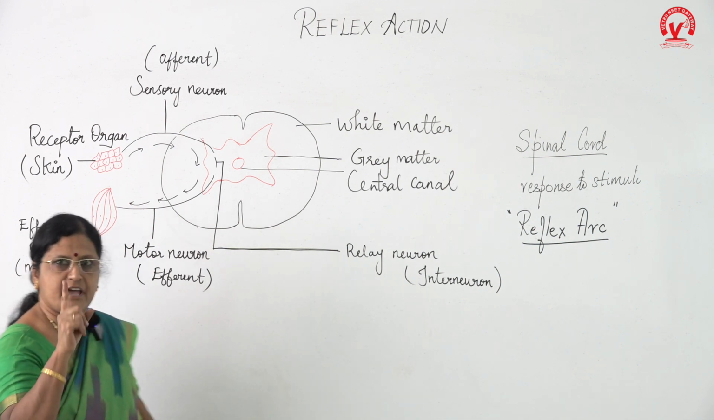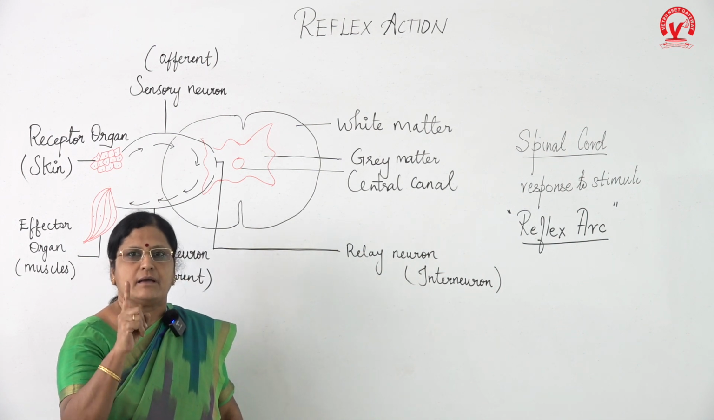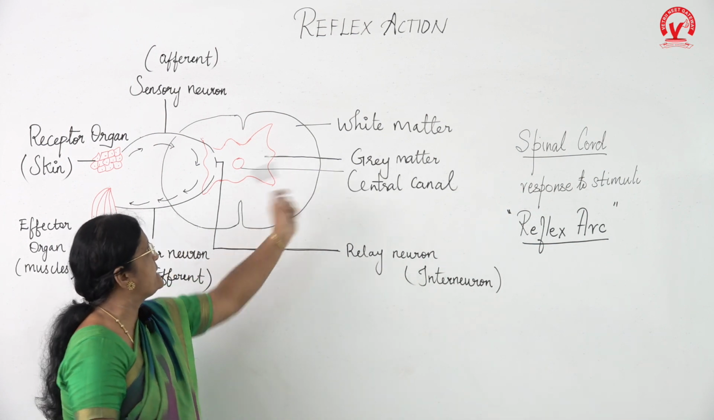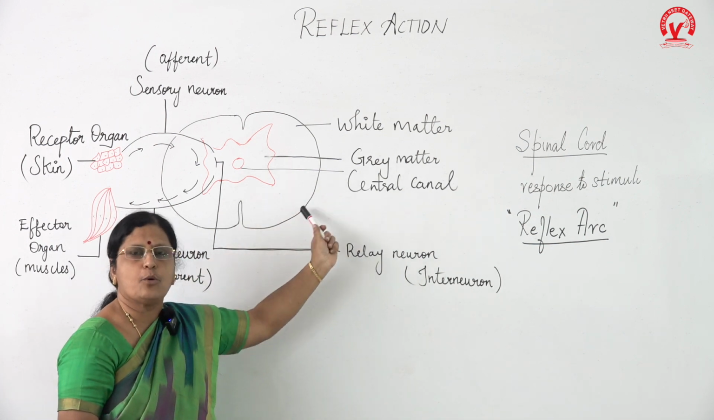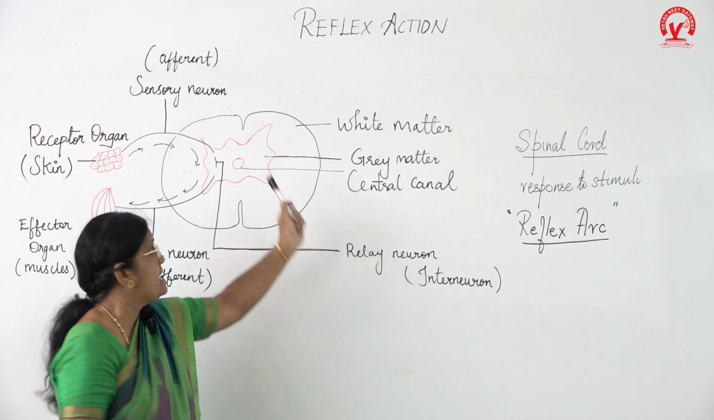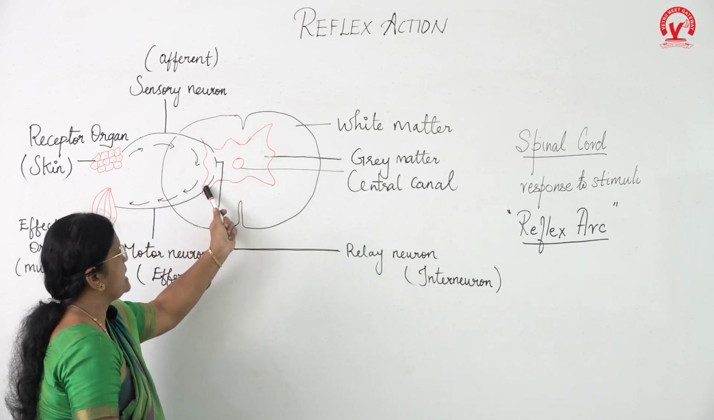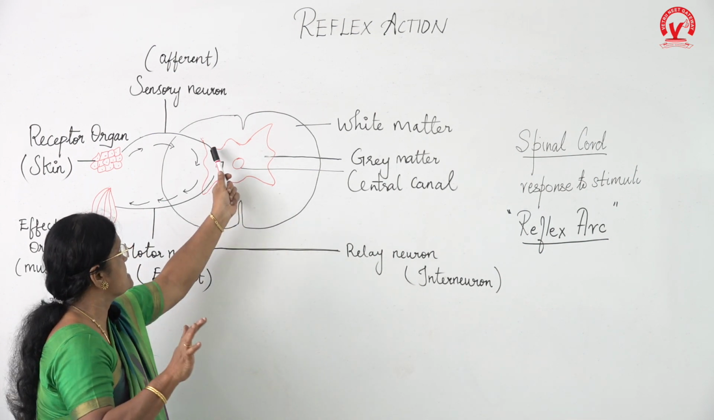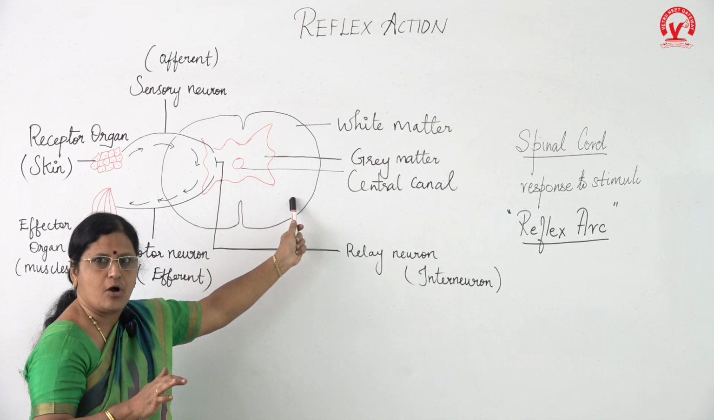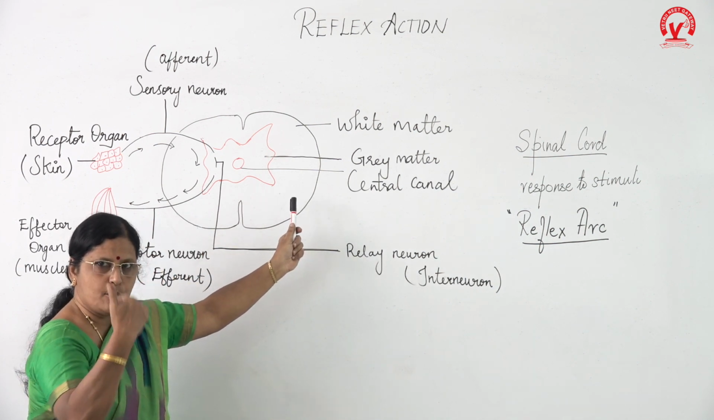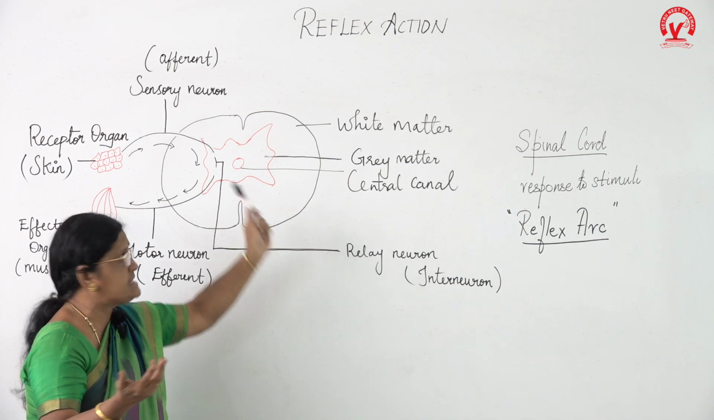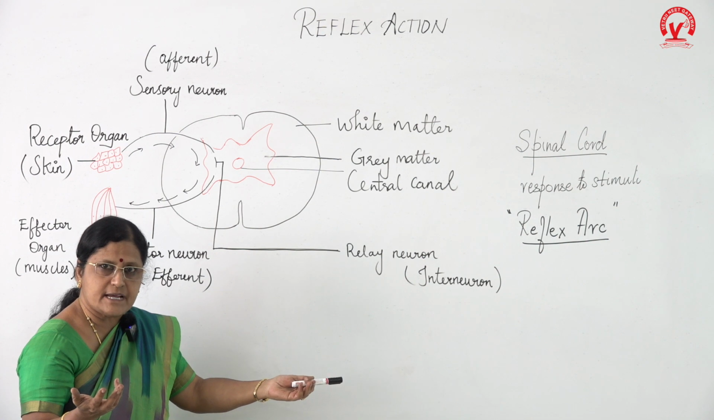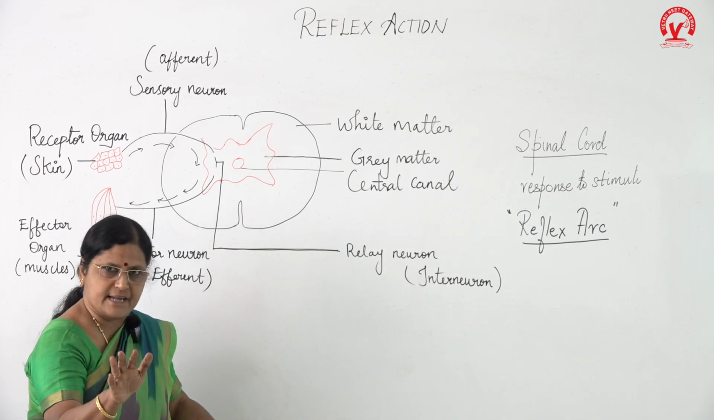Already I have mentioned that when we take a cross section, the spinal cord is made up of two layers, outer white matter and inner gray matter. Now we'll look at the gray matter. It has four horn-like structures. This is the dorsal horn, this is the ventral horn. Located dorsally and ventrally, we give the name a pair of dorsal horns and a pair of ventral horns, present in the gray matter.